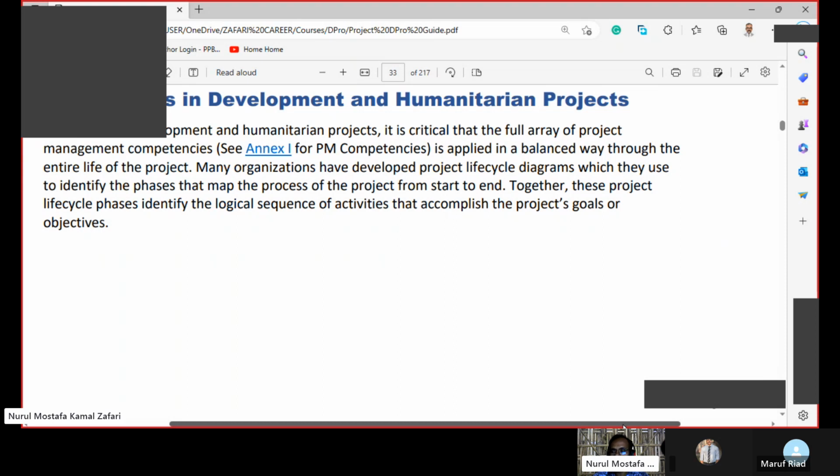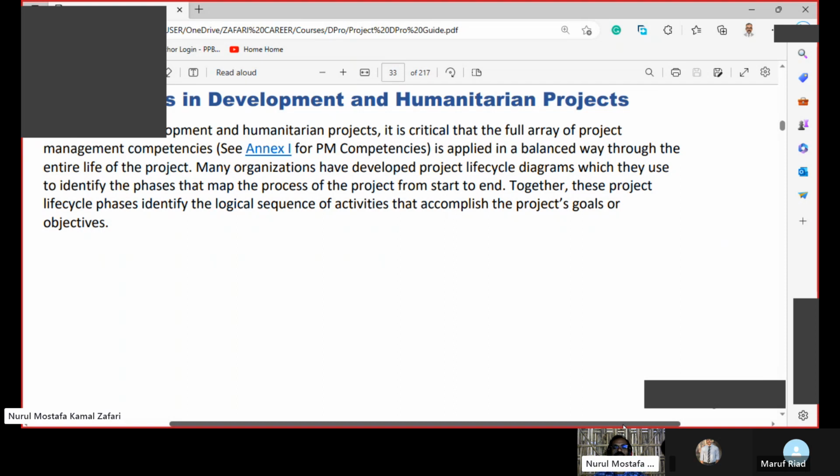And from today, we will discuss from page number 32, point number 1.2.7, phases in development and humanitarian projects. And yesterday we studied the last point, which was PM competencies, the Project DPro project management competency model.